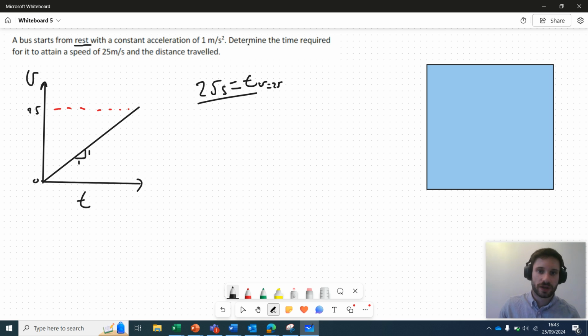Okay. The second part of the question is asking what is the distance traveled. So to calculate the distance traveled, note that we understand that speed equals distance over time. I feel like this is a well understood concept. So if speed equals distance over time, we could therefore say that distance equals speed times time, right?